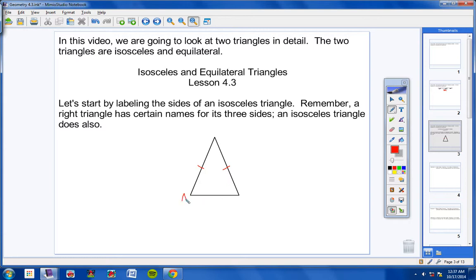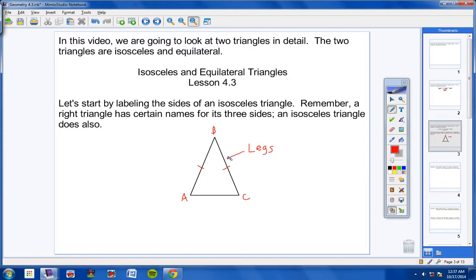Let's call this triangle A, B, C. So we do have an isosceles triangle because we have at least two sides that are congruent. So here's our isosceles triangle. Now, you need to know this, and please write this down. The two congruent sides are always called your legs. Please don't forget that.